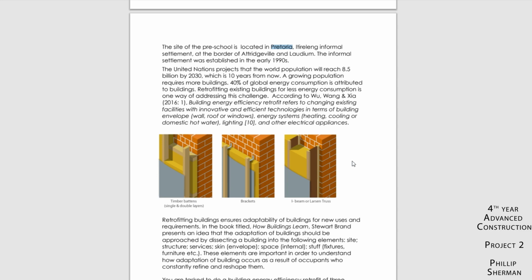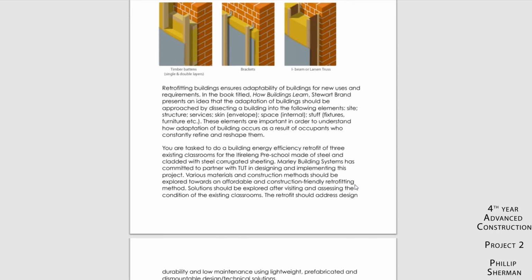So retrofitting buildings ensures adaptability of buildings for new users and requirements. In the book titled How Buildings Learn, Stewart Brand presents an idea that the adaptation of buildings should be approached by dissecting a building into the following elements: site, structure, services, skin, the envelope, space, internal, stuff, fixtures. These elements are important in order to understand how adaptation of a building occurs as a result of occupants who constantly refine and reshape them.